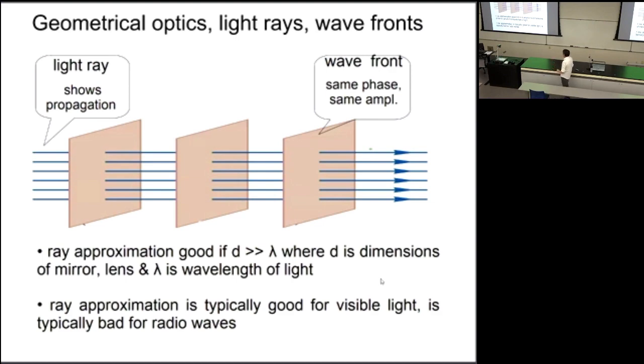Now that's just to introduce the idea of sketching light as rays of light, because we're going to be sketching light passing through different things like mirrors, passing through lenses, and we're going to be using these rays to sketch the light as it passes through mirrors, passes through lenses, reflects off mirrors. This ray approximation, the concept that you can treat light as rays, tends to work well for visible light. It's a good approximation for visible light, but it wouldn't be a good approximation for, say, radio waves.